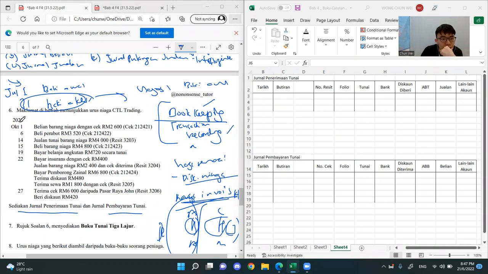Okay, so now, first thing first, always remember. Which year is this? 2020. So under the tarikh, we should put 2020. And actually all these places like Ruang Tunai, Bank, Diskaun Diberi, all this will be in the unit of Ringgit Malaysia. So same thing here, just put it in 2020.